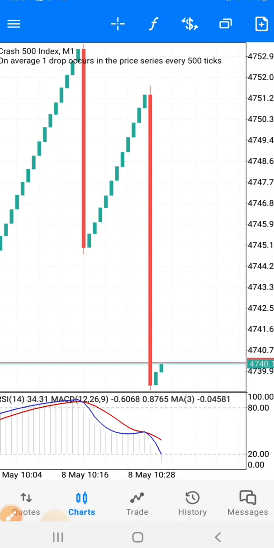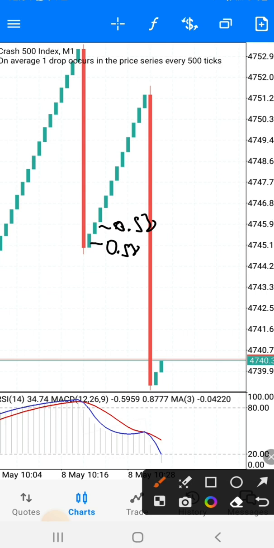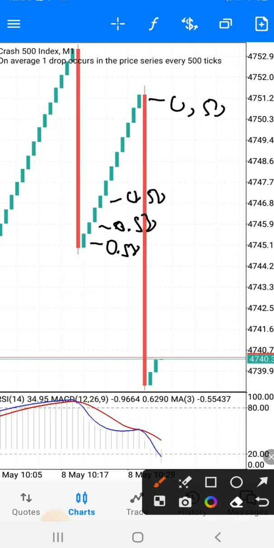Each and every one of these tick candles is worth 50 cents per standard lot, which means this candle is worth 50 cents. This candle is worth 50 cents. And this candle is worth 50 cents all the way to this candle here. These are 50 cents, 50 cents, 50 cents that you are making per standard lot, right?